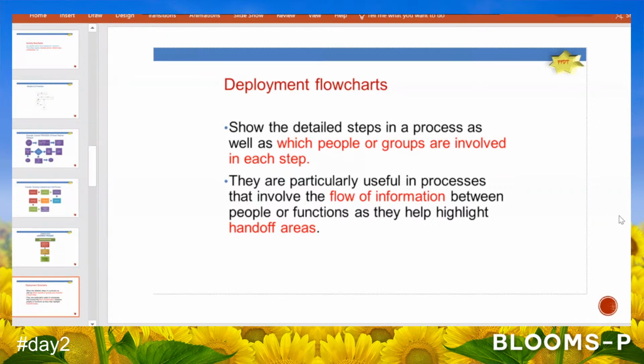All right. So this is a type, of course, of a flow chart that shows the detailed steps in a process, as well as which people or groups are involved in each step. They are particularly useful in processes that involve the flow of information between people or functions as they help highlight hand-off areas. And you need to be very keen in grasping the concept of the deployment flow chart. It gives information on how the process works, remember that. And you need also to consider what particular information you are going to put into it.